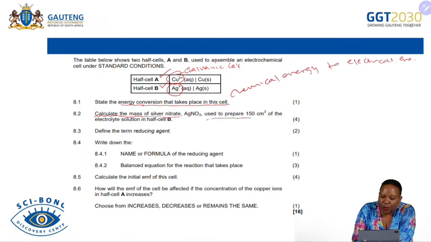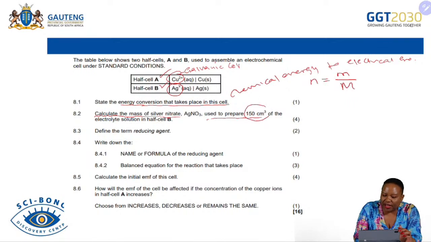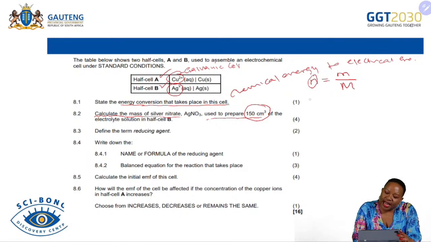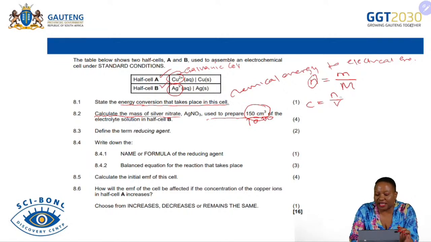Now, how do we calculate mass? We know that for us to calculate mass, we're going to say n equals m over M. But we are only provided with the volume. So how do we find n if we are provided with volume? We know that C equals n over V. Therefore, our volume is in cubic centimeter. We are going to divide it by 1,000 to find our volume in cubic decimeter.